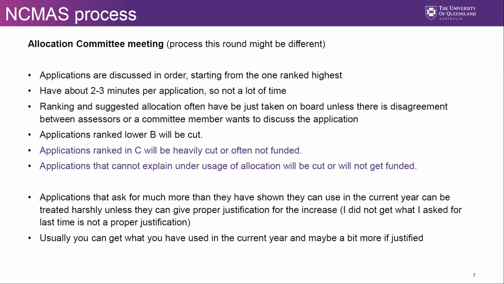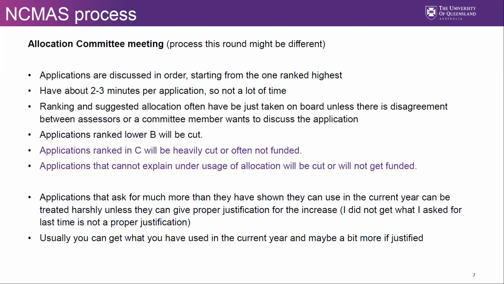The other thing that usually hits people very hard, and that's still applicable this year, is that applications that cannot explain any underusage of their allocation in the previous year will usually feel that as a cut in the end. If you can't show that you're using it, so if you come this year with a usage of 80% or 70%, and you can't explain why, they're not going to give you what you're asking for this year.